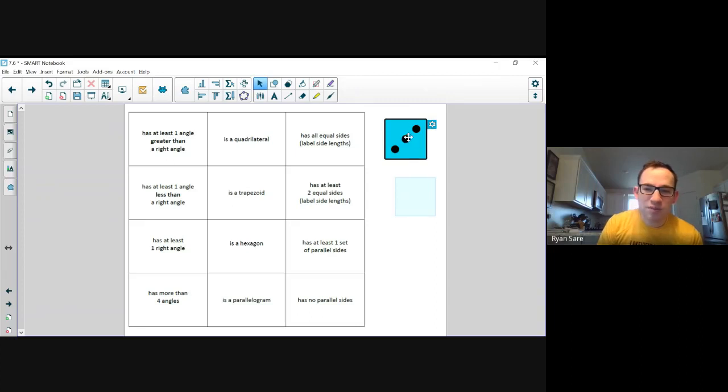Look at the first column. I'm going to roll this dice, and I got a 6, which means I need to re-roll because there's only 4 options. 3: has at least one right angle. I'm going to go ahead and highlight this. This is the first characteristic that I'm going to be looking at.